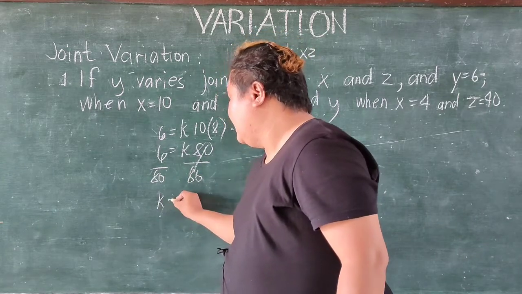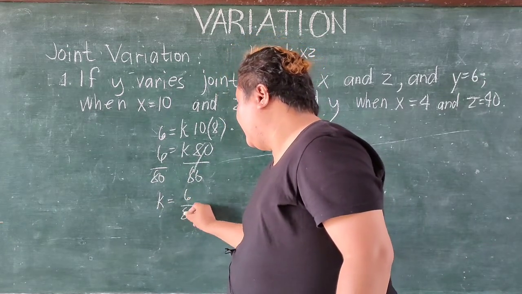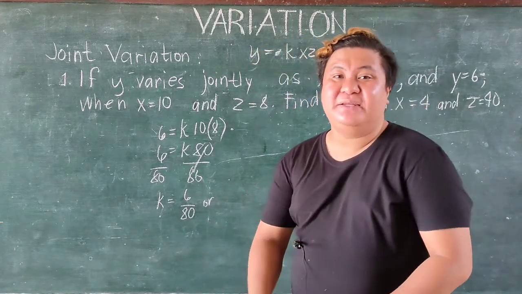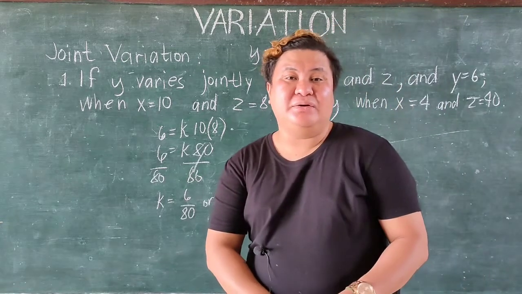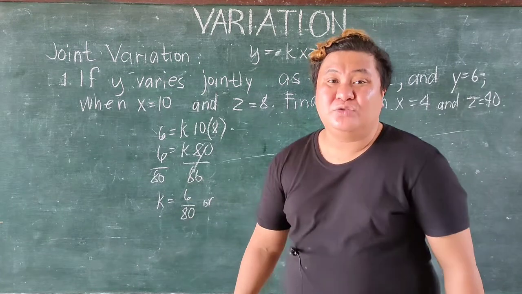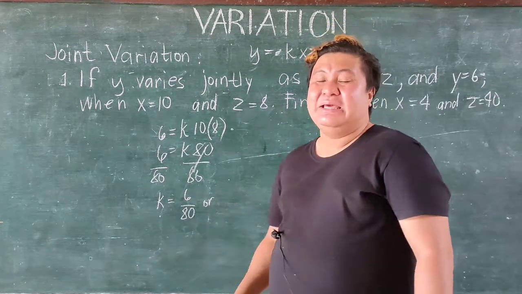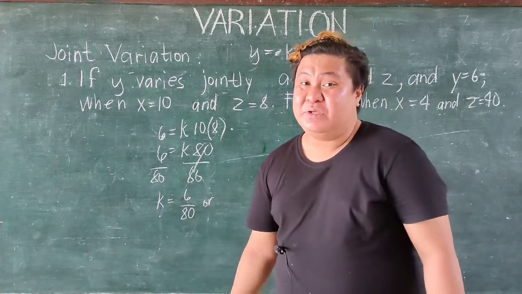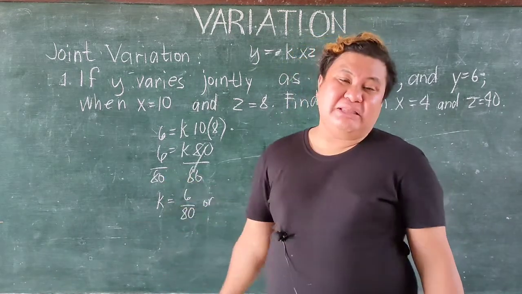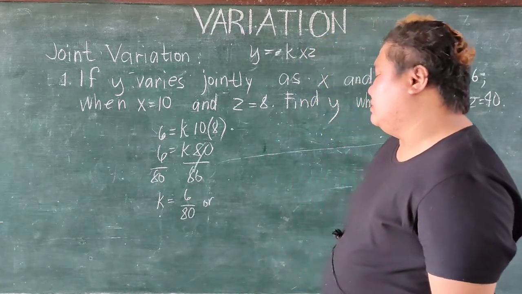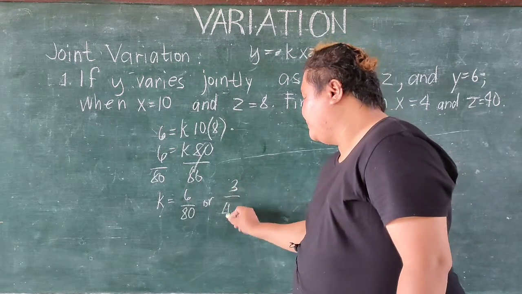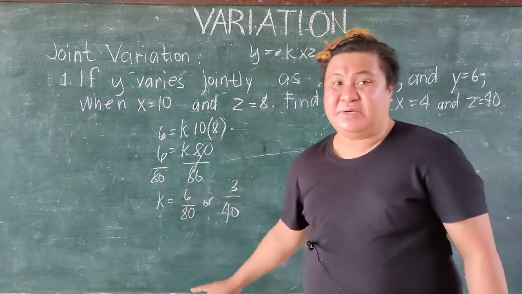So your k is equal to 6 over 80, which needs to be simplified. Divide the numerator and the denominator by 2. Guys, 80 is not divisible by 3. So 6 is divisible here, and 80 is divisible here. So your answer will be, or your k is 3 over 40. This is your k.